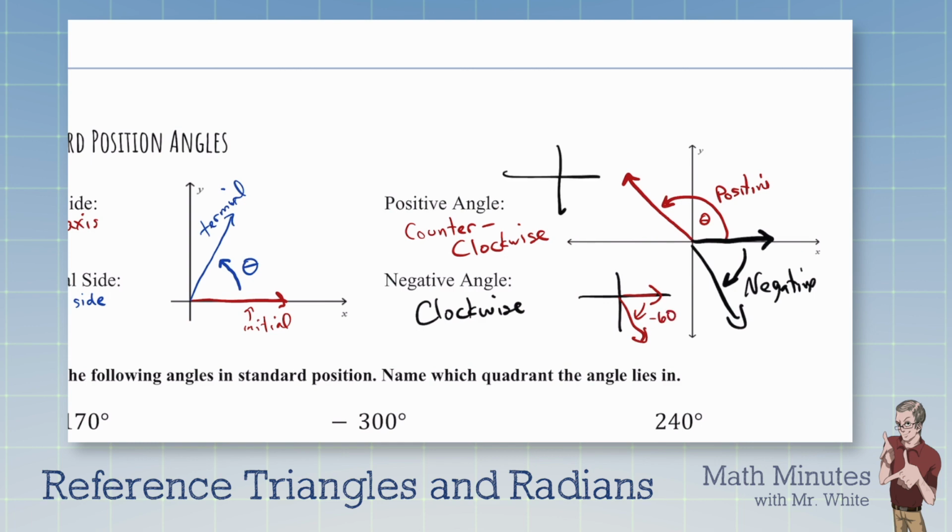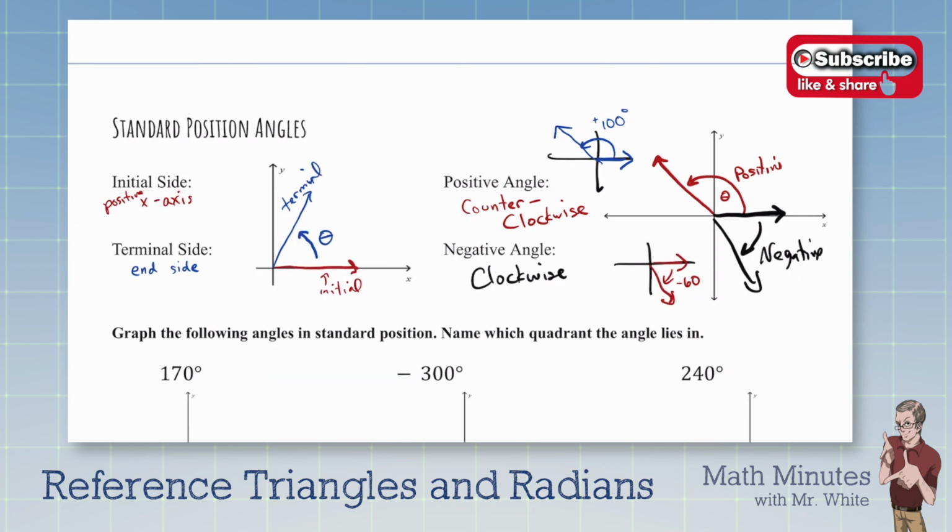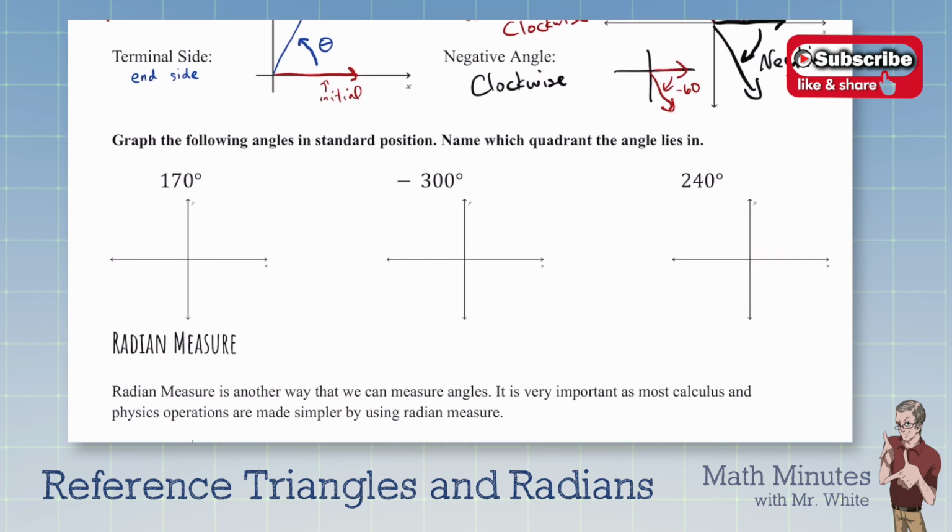We could draw a positive angle like this. It starts here, and then it ends here. This might be 100 degrees, positive 100 degrees. Counterclockwise is positive, and clockwise is a negative angle. All right, so I would like you to take a moment and see. Start with that first one. Can you graph 170 degrees?